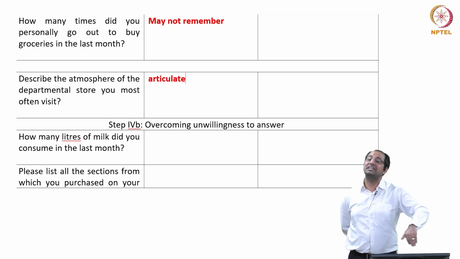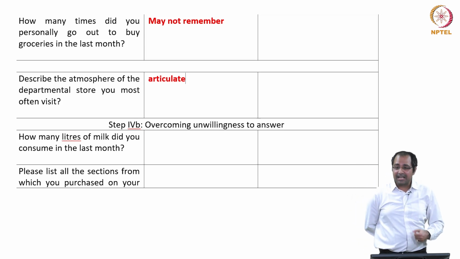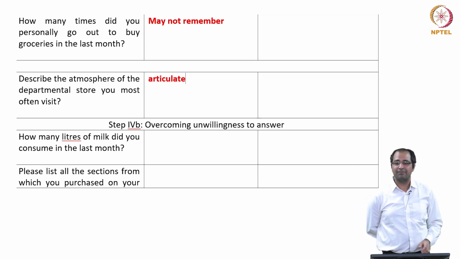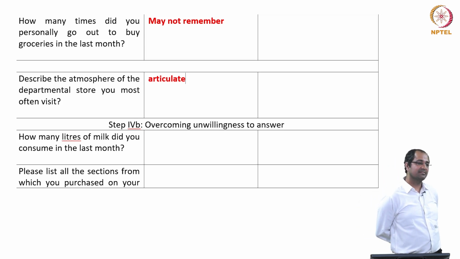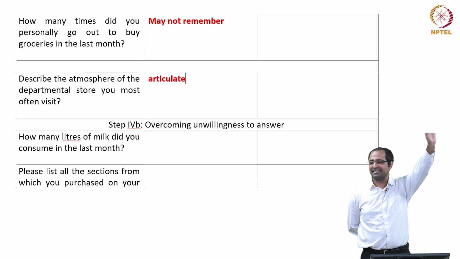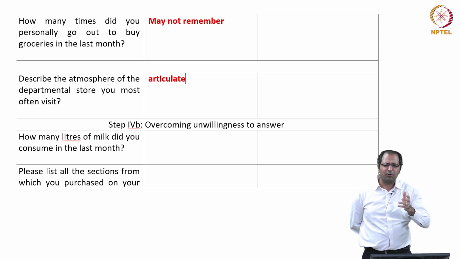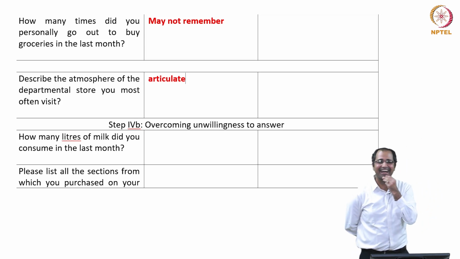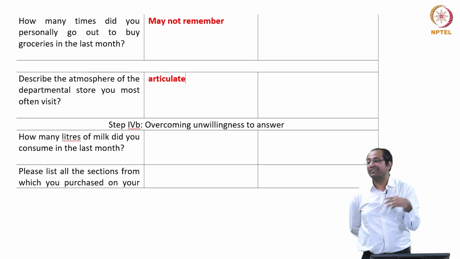So here you are asking a difficult question. Describe the ambience or atmosphere. Even if I give this in the exam, some people would not be able to articulate. And then they will raise a hand and ask, sir, atmosphere, what should I write? So this is how confusing it is.